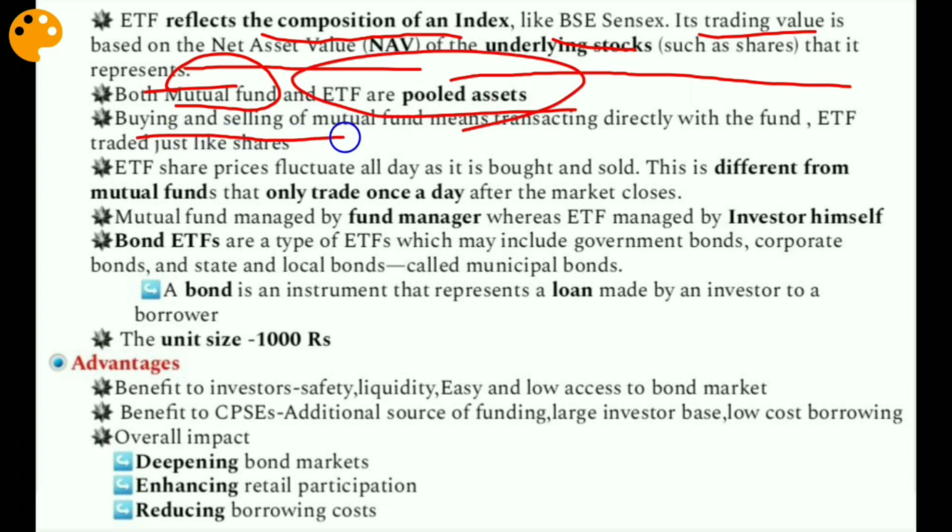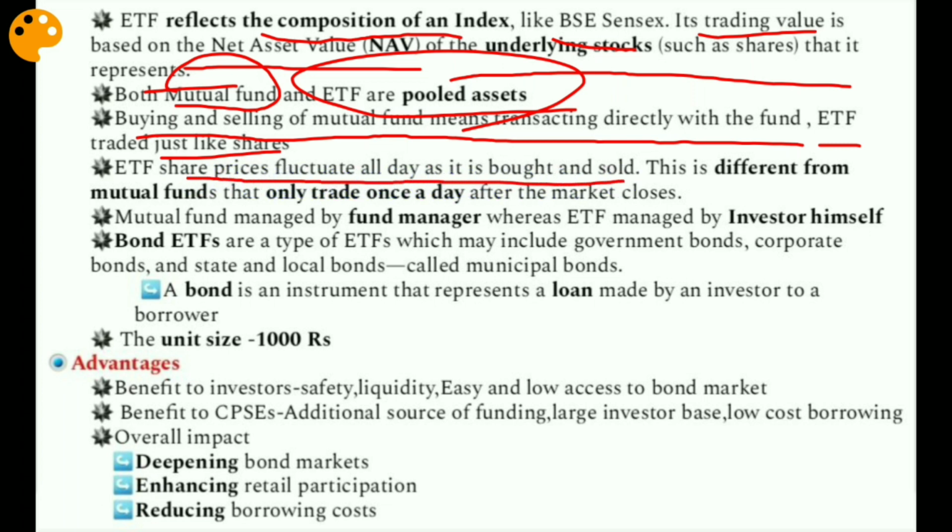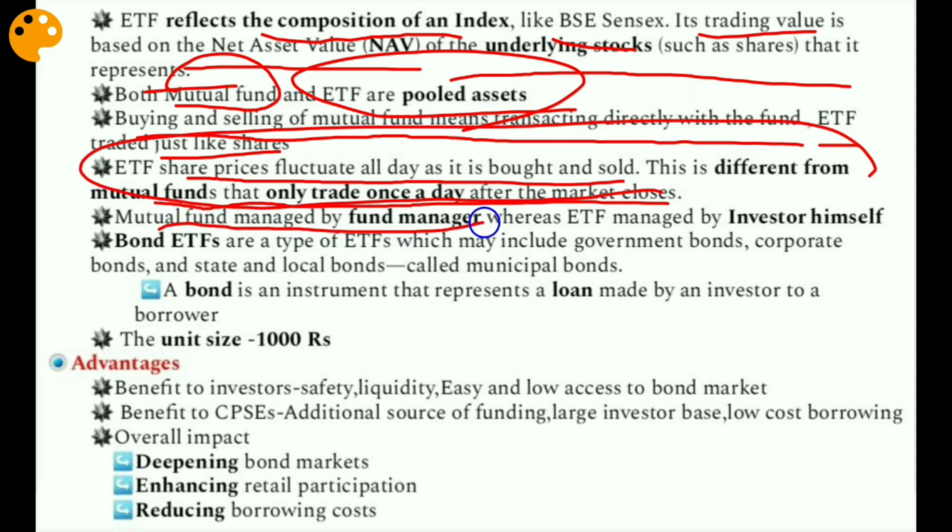Buying and selling a mutual fund means transacting directly with the fund. ETFs are traded just like shares. ETF share prices fluctuate all day as they are bought and sold. This is different from mutual funds that only trade once a day after the market closes. So this is the main difference. A mutual fund is managed by a fund manager, whereas an ETF is managed by the investor himself.